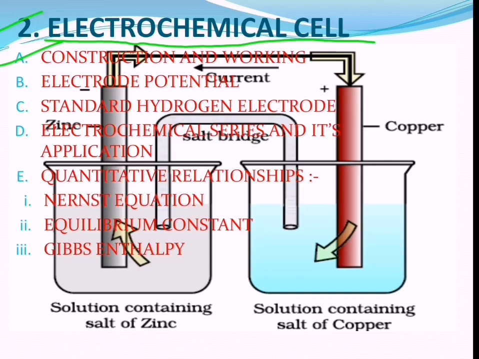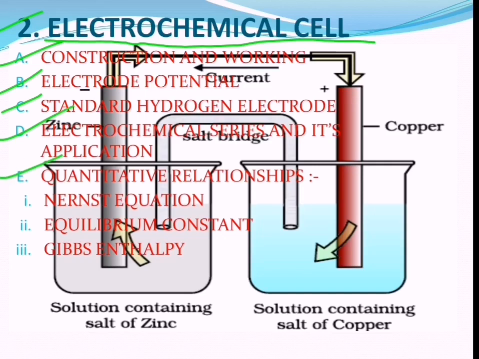There are two half cells. Okay, we consider it later. Let's see the important topics. The second topic is electrode potential. Third is standard hydrogen electrode, SHE, or reference electrode. Fourth one is the electrochemical series and its application.